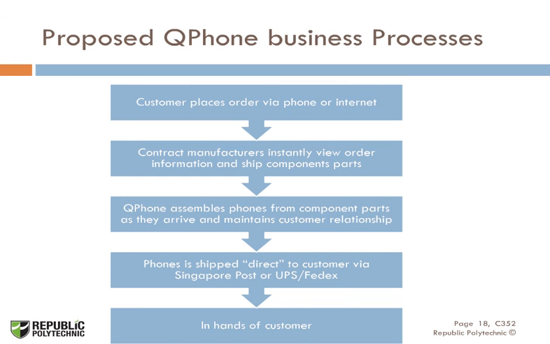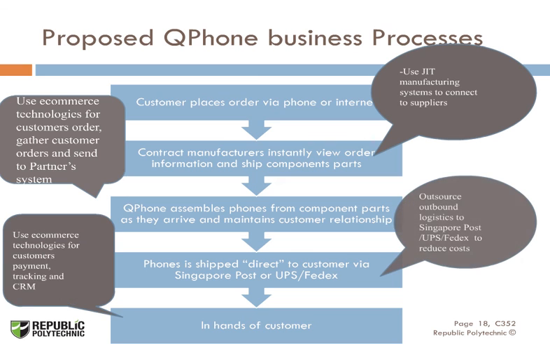In this slide, we will elaborate on the use of JIT manufacturing systems to connect to suppliers. This was the first suggested IT-based solution used in the value chain analysis of the previous slide. The 5 business processes show the creation of customers' orders through to the fulfillment of the order. Here are the areas where we can use IT to support the business process.